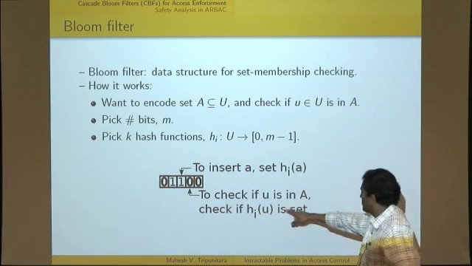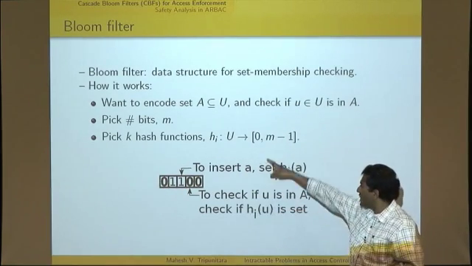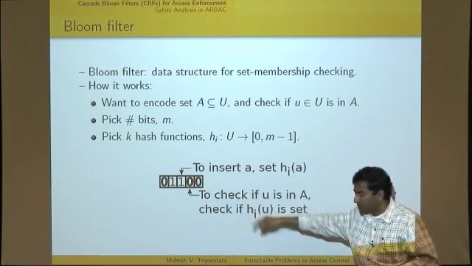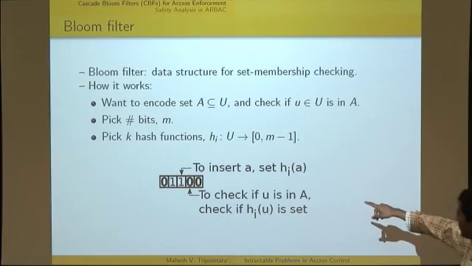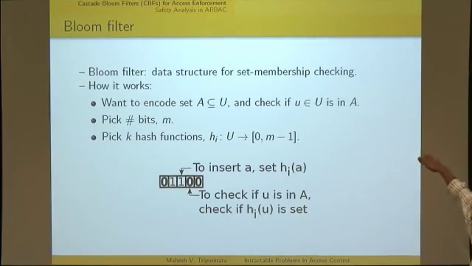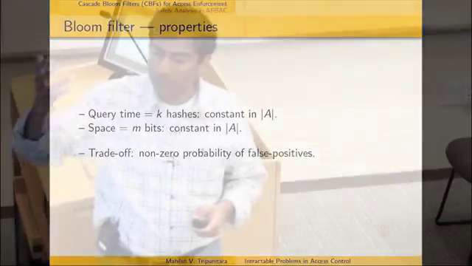Now, if I want to check if some u in U is in A, I subject it to every one of these hashes, and I check if any of the bits is clear. If any of them is clear, then I know that u is not in A, right? Okay, so what are the time efficiency and space efficiency properties?